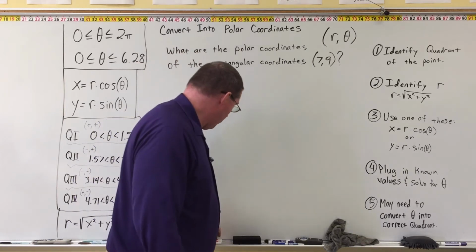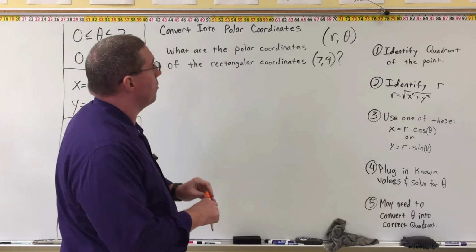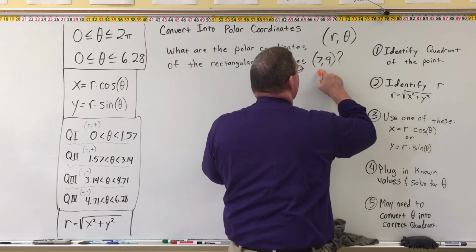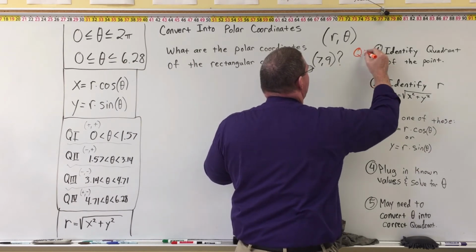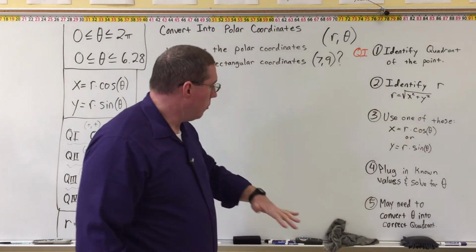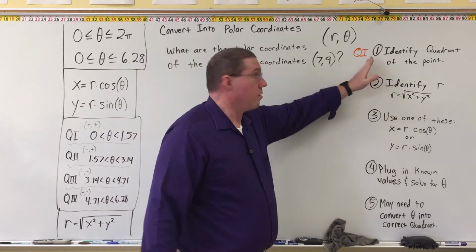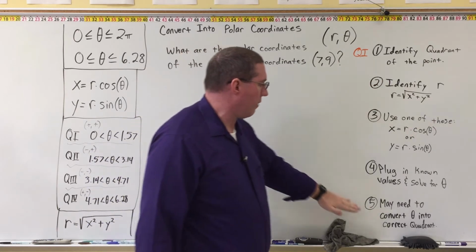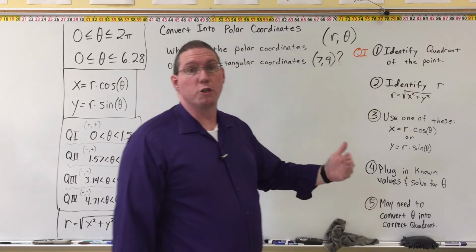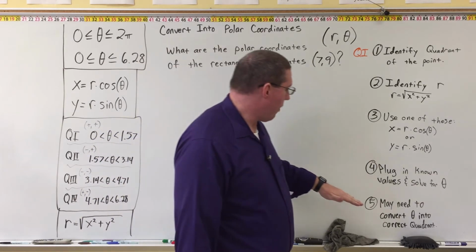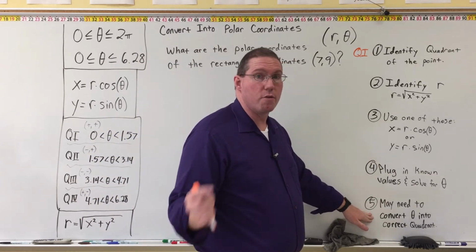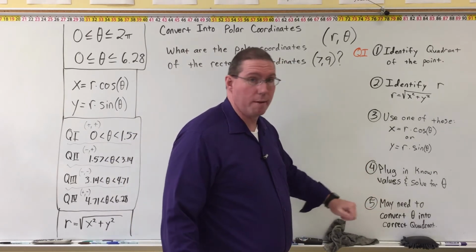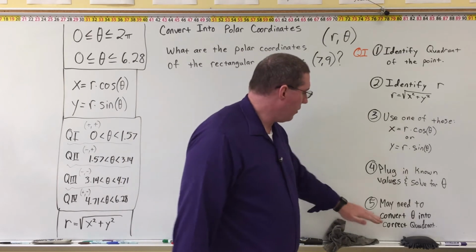All right, so now let's see how well you did. First thing I want to do is identify the quadrant of the point 7, 9. This is in quadrant 1 because it's positive, positive. So I know I'm probably not going to have any problems. I probably won't have to do step 5 because it's already in quadrant 1. If it was in quadrant 3, I would definitely have to do step 5. If it was in quadrant 2, I would only have to do step 5 if I used sine. If it's in quadrant 4, I also definitely have to do step 5. So if it's in quadrant 3 or 4, definitely got to do step 5.